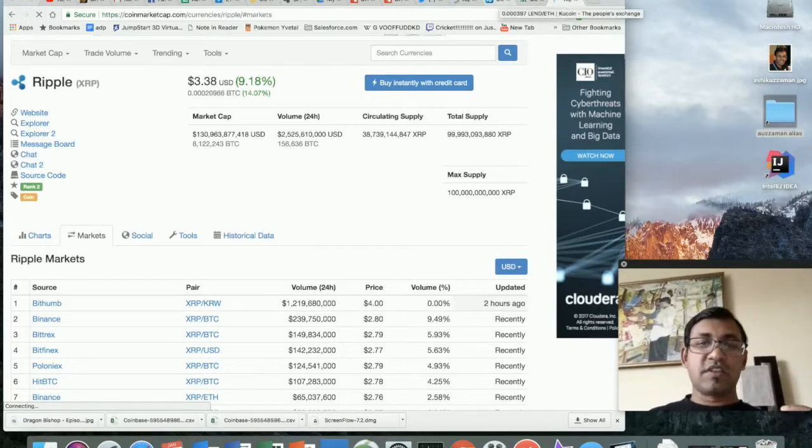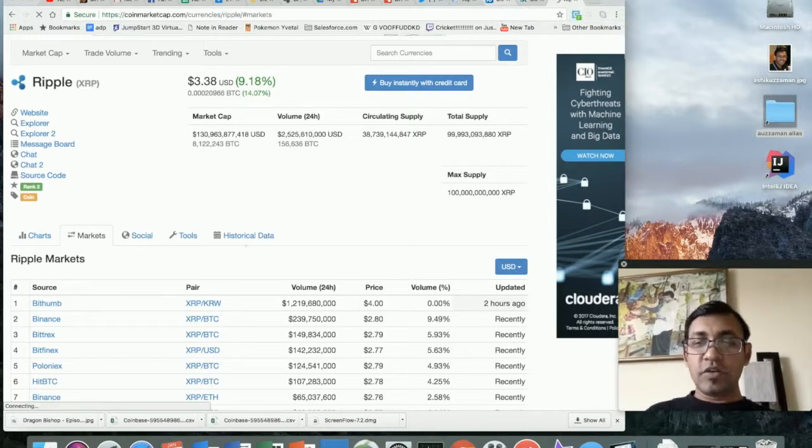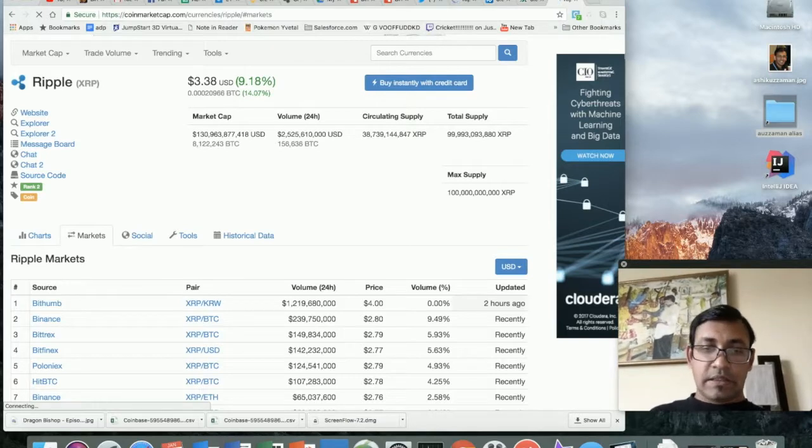Once you do it, you transfer the money and then you go to their exchange market and exchange or convert your Ethereum or Bitcoin to the actual altcoin like Ripple that you want to buy. So that's it. Yeah, thank you very much.